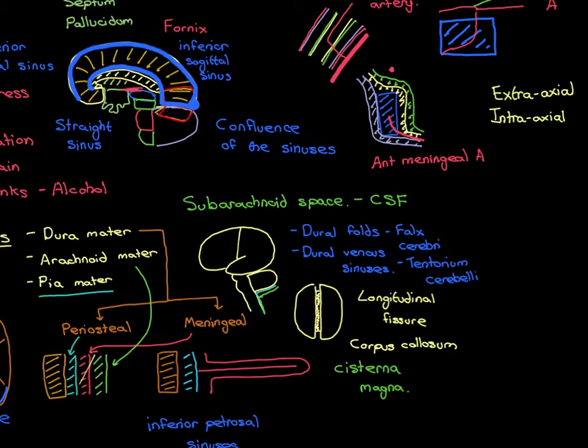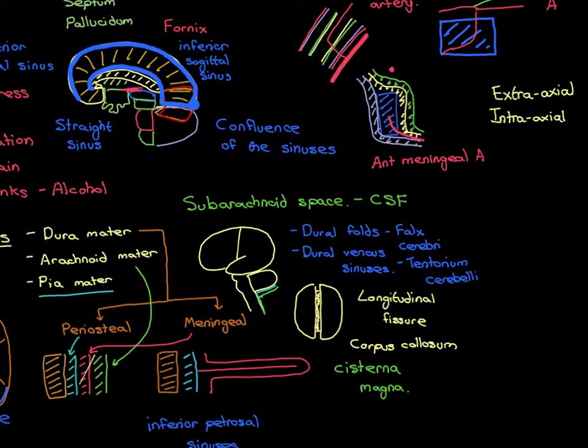Now, of course, separating the two cerebral hemispheres, you'll then have the falx cerebri, which we've discussed, which is this dural fold, so the meningeal dura mater folds inwards. But remember also that the meningeal dura mater will then be covered by a layer of arachnoid mater.